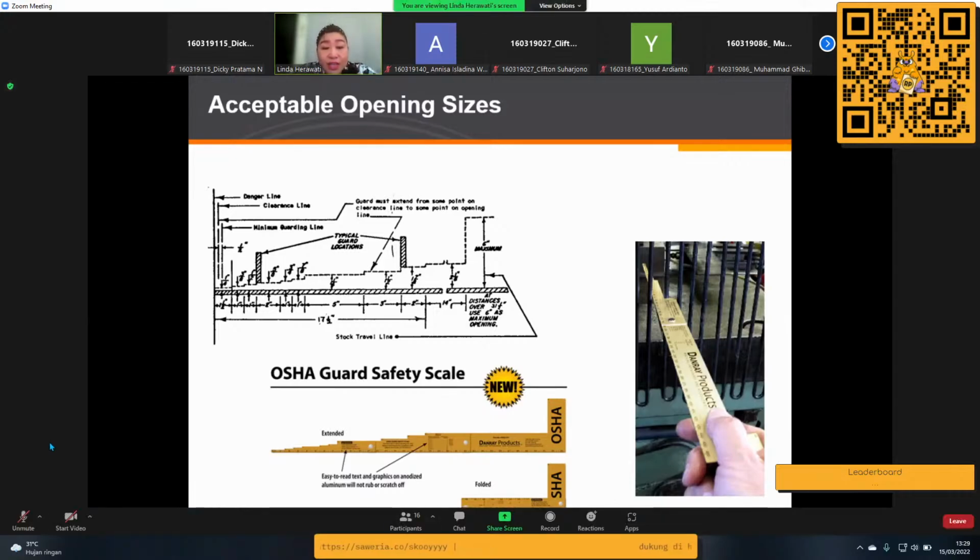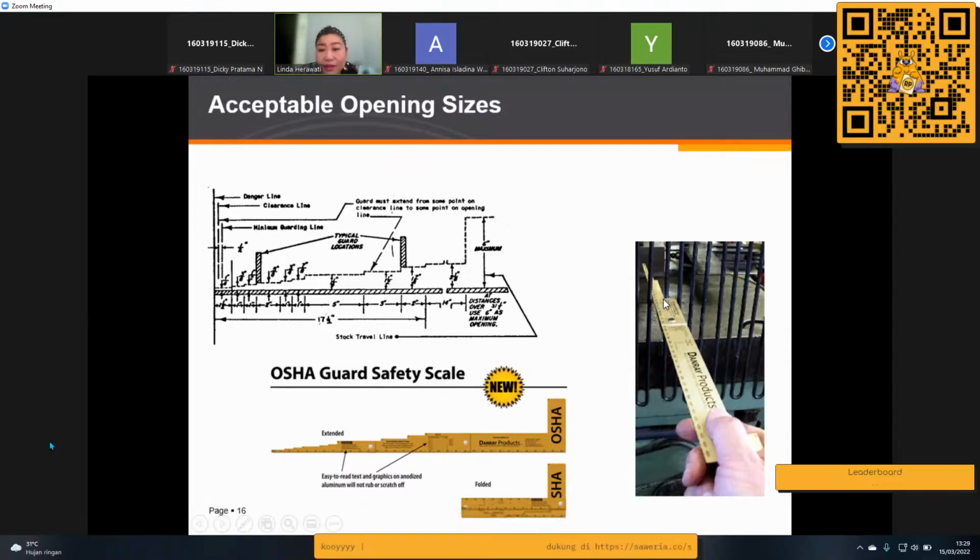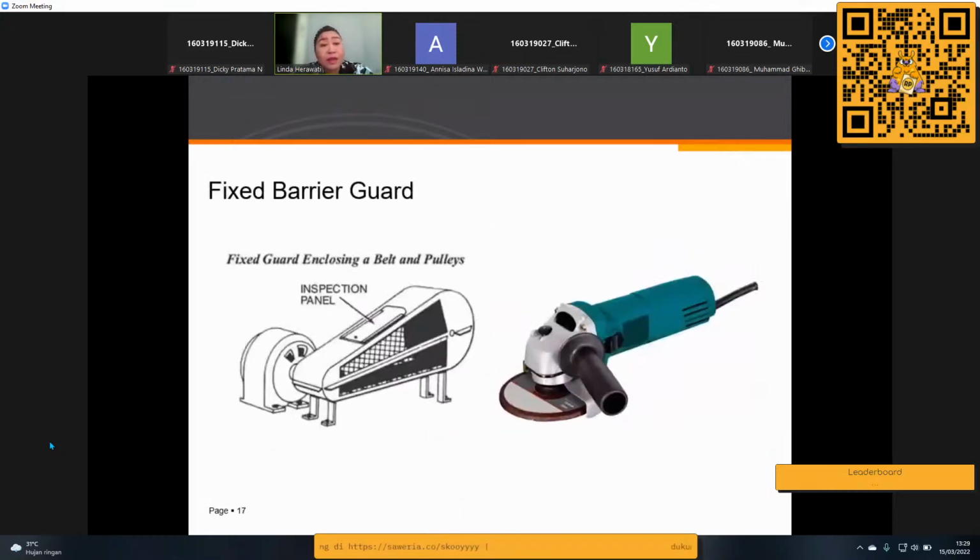Okay, while we want to get the OSA safety standard, or we want to get the safety standard for zero accident, sometimes we have to check all of the equipment. Okay, this one is the fixed barrier guard.